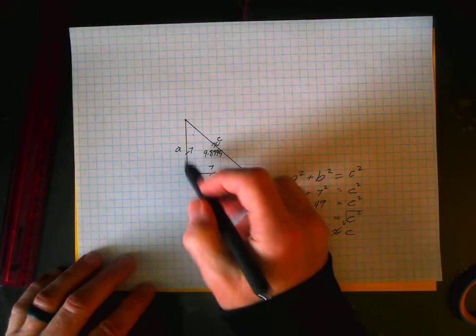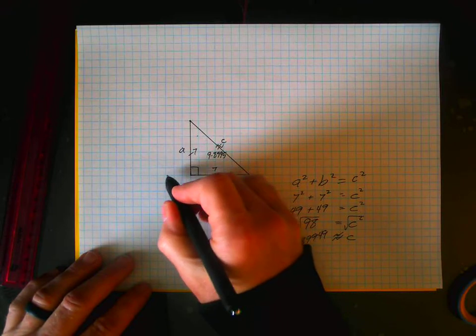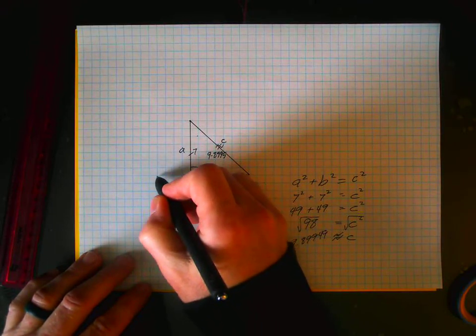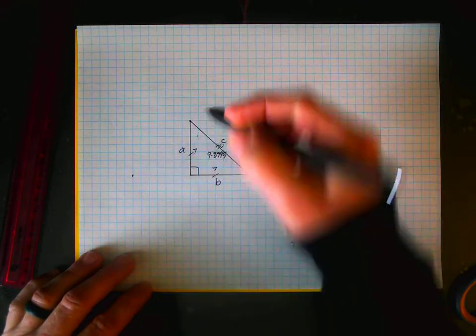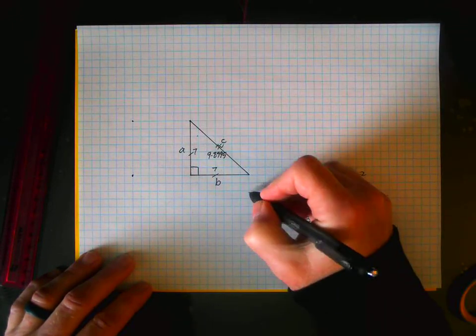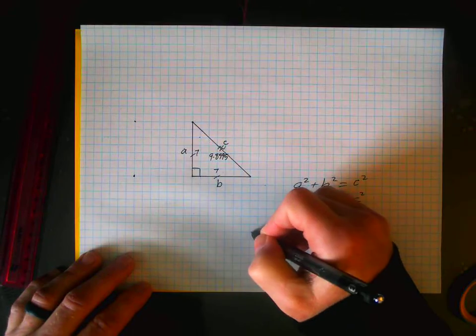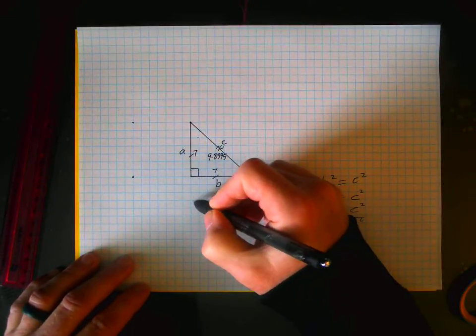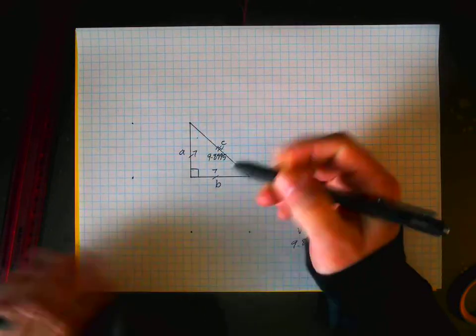So, watch what happens when I square this side. 1, 2, 3, 4, 5, 6, 7. 1, 2, 3, 4, 5, 6, 7.